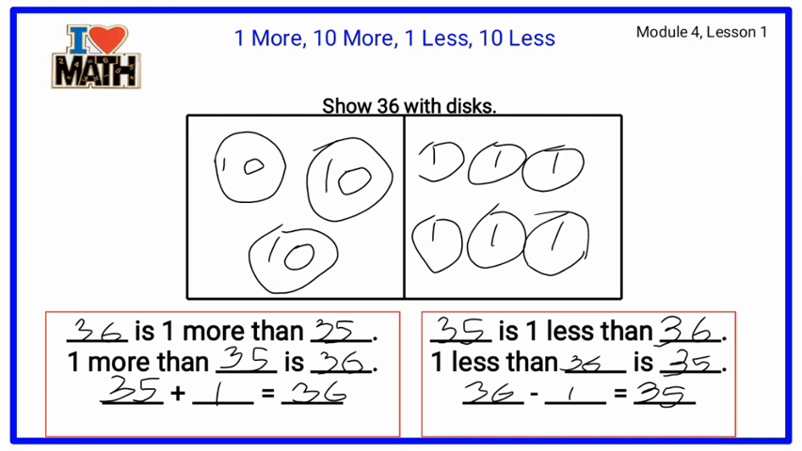All right. Now let's do it with less. I'm still using 36. 35 is 1 less than 36. 1 less than 36 is 35, which means 36 minus 1 is 35. All right, so I just used 1 more and 1 less. But what I want you to understand is how to place your sentences.